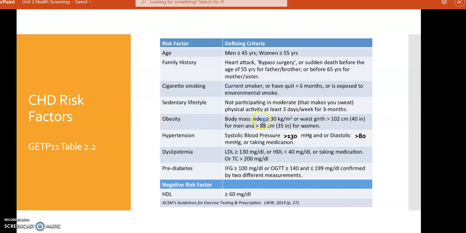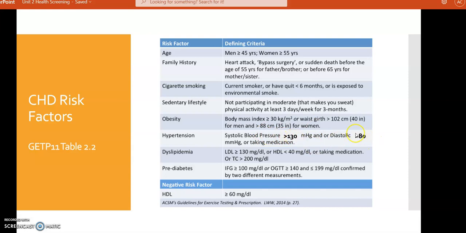Notice that obesity is based on BMI and waist circumference. Most of the time they may report body fat percentage, but that's not a factor here. That doesn't mean that body fat isn't related to disease. It just means that the evidence that we have is based on BMI and waist circumference. We don't know what the cutoffs are for body fat percentage. We don't have enough evidence there.